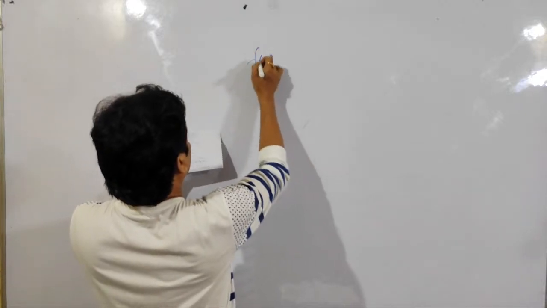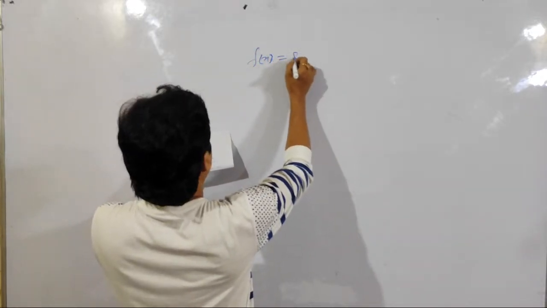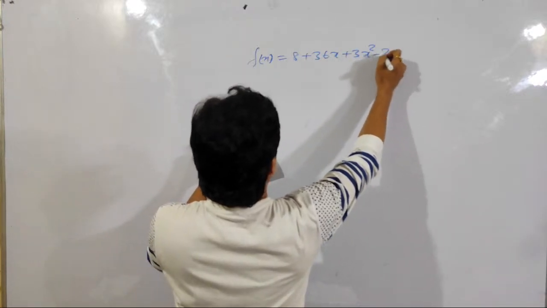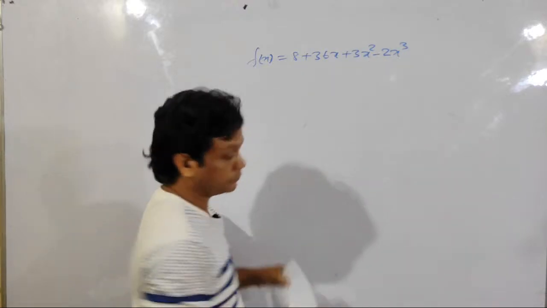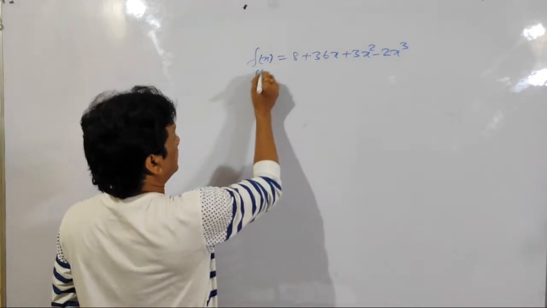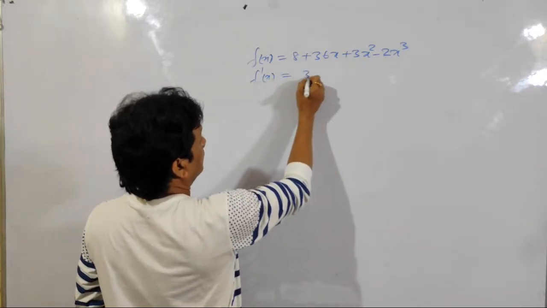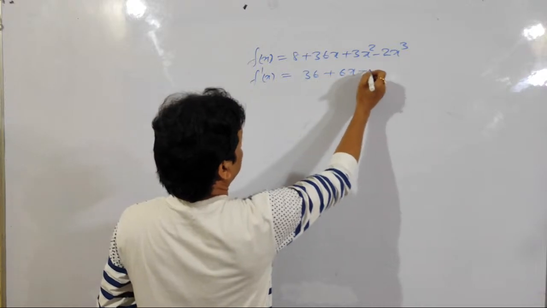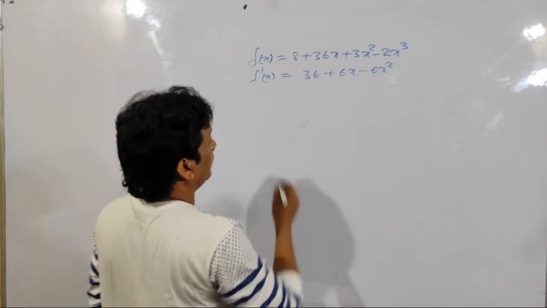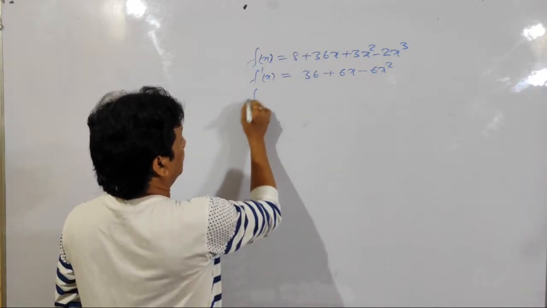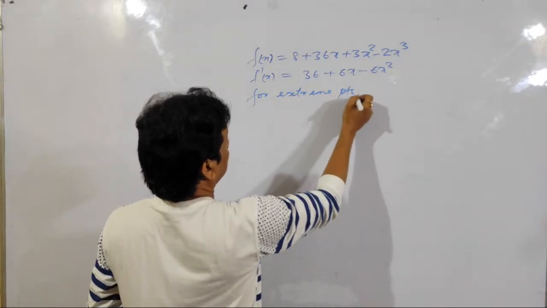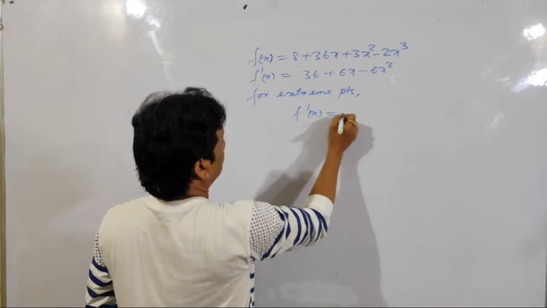f of x is equal to 8 plus 36x plus 3x square minus 2x cube. So here f dash x is equal to 36 plus 6x minus 6x square. Okay. So for extreme points, f dash x equal to 0.